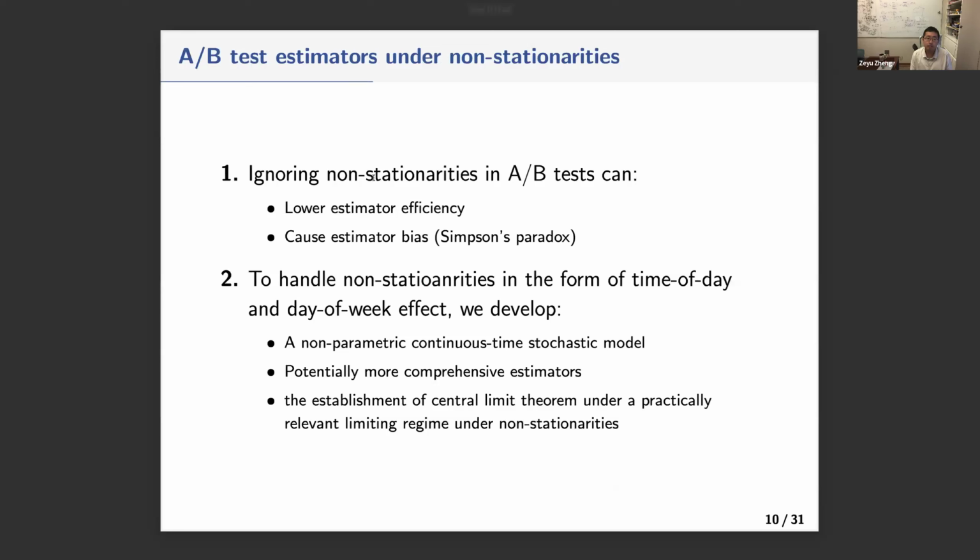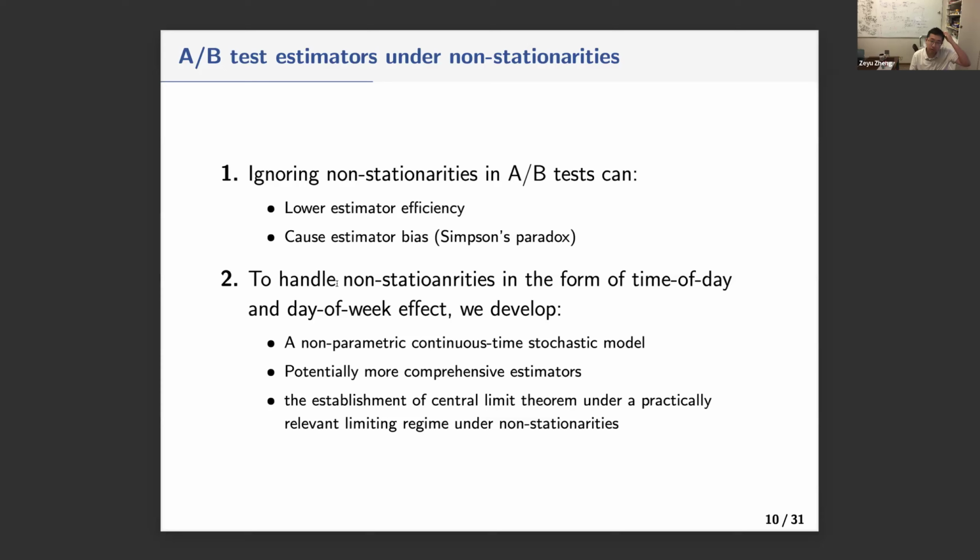So this page is also outlining a bit of what we're going to do next. One is ignoring these non-stationarities, meaning that we presume we don't care about them, just collect the data and do the standard A/B test with the naive estimator. If we proceed with that, there will be lower estimator efficiency, and it also causes the estimator to have a bias, which is partly aligned with Simpson's paradox. In particular, this happens if the treatment assignment probability, the proportion of users assigned to treatment or control, changes with time and is not properly considered. These are some potential issues from ignoring the non-stationarity in A/B tests.